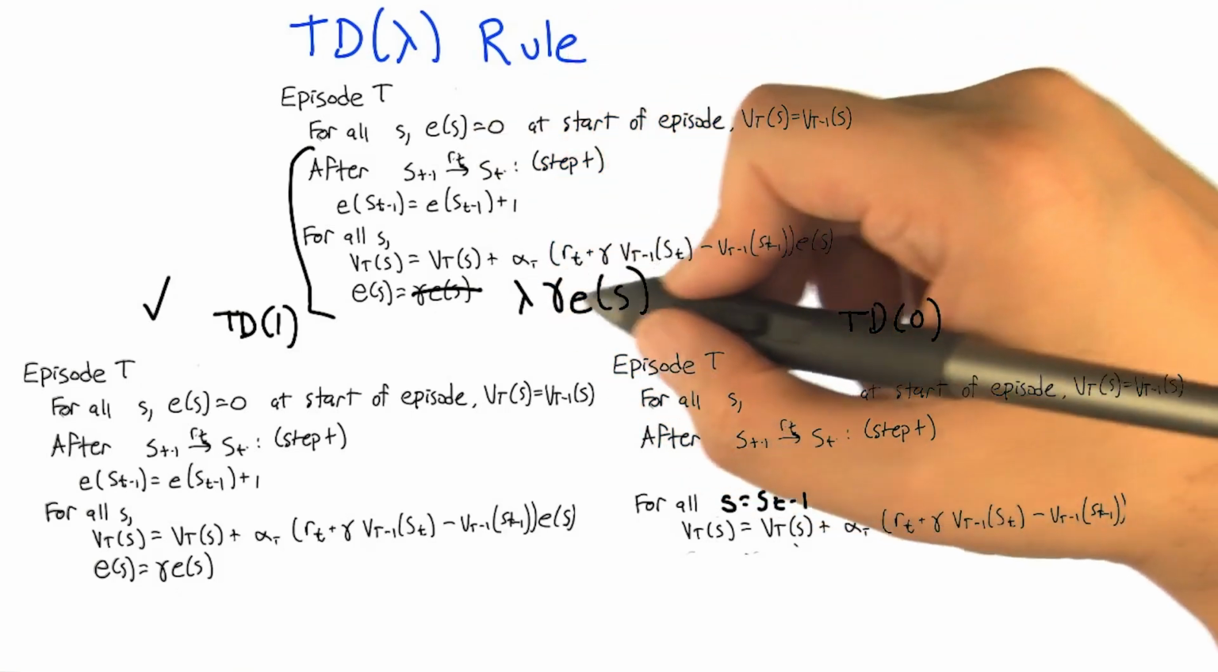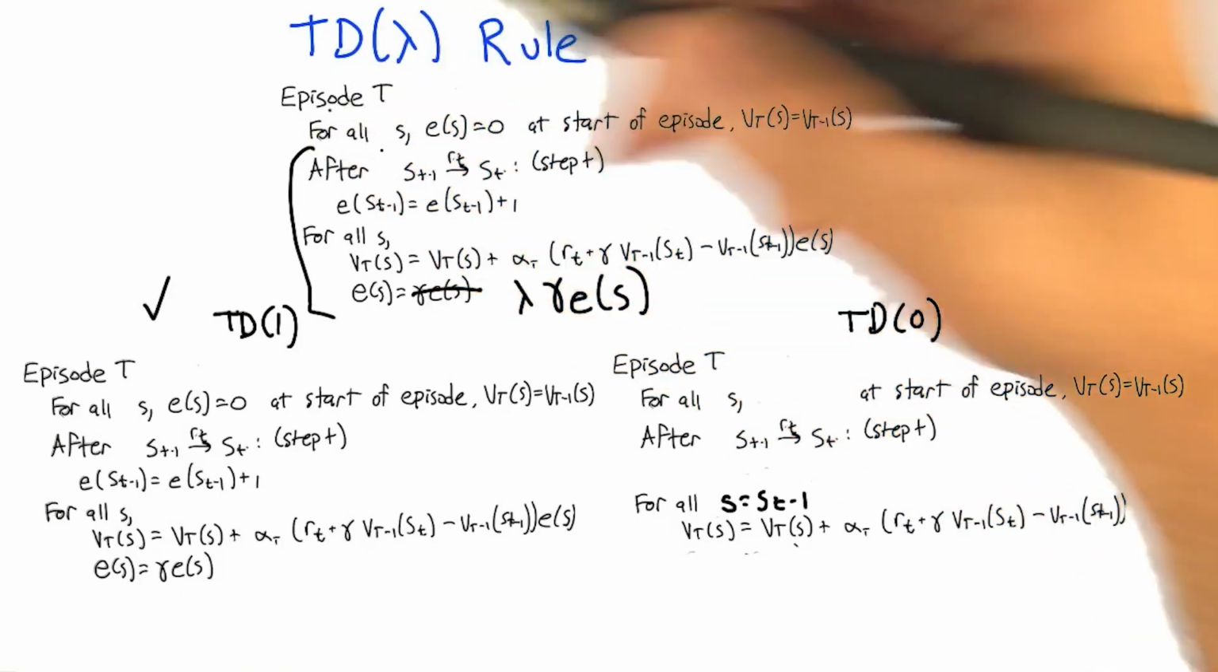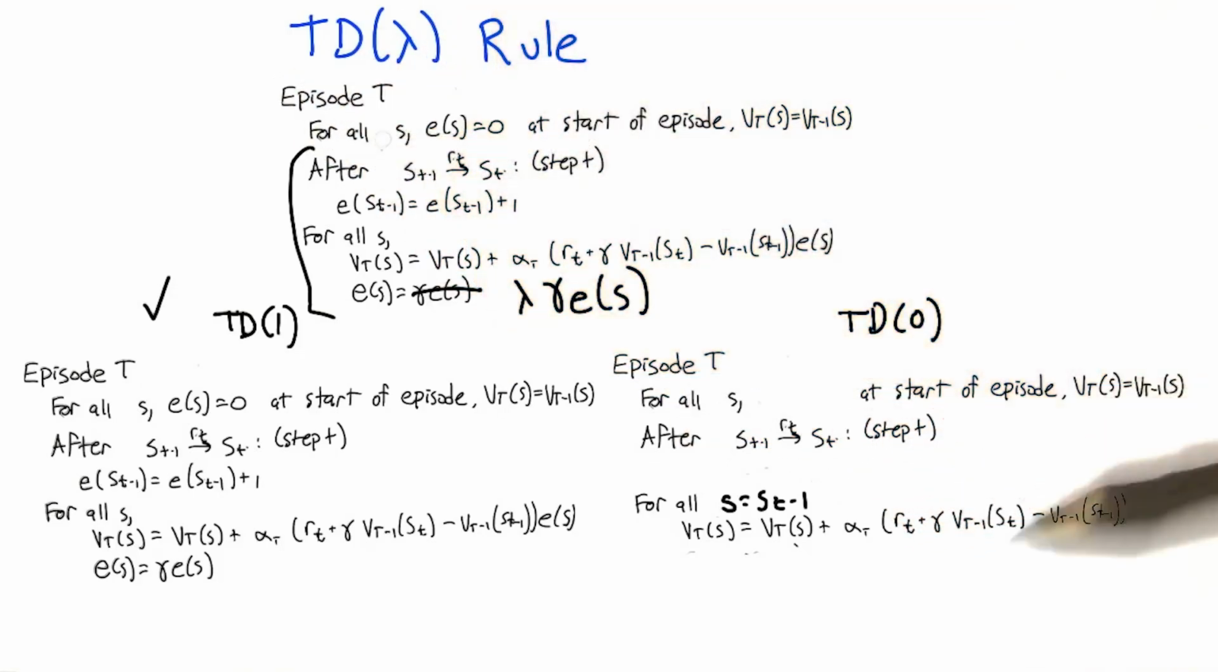But in fact, using lambda equal to 0 here has the same effect, so we don't really need to do that. Exactly. Okay. So then the right thing happens. When lambda is equal to 0, boom, we get TD0. When lambda is equal to 1, boom, we get TD1.